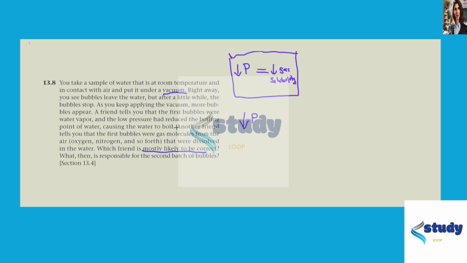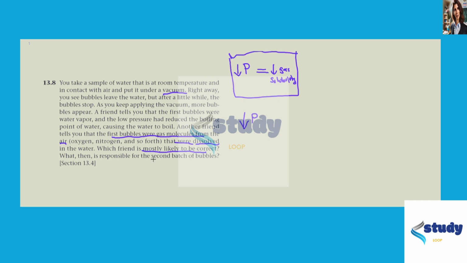I'd say the second one, because you have a friend that tells you the first bubbles were gas molecules from the air that were dissolved. And we know as pressure goes down, gas solubility goes down. So that's perfect. So the first bubbles from our air gases dissolved at atmospheric pressure are now getting released under that new pressure. And the second batch of bubbles that we might see, what do you think that would be from? Oh, in fact, that's our next question.